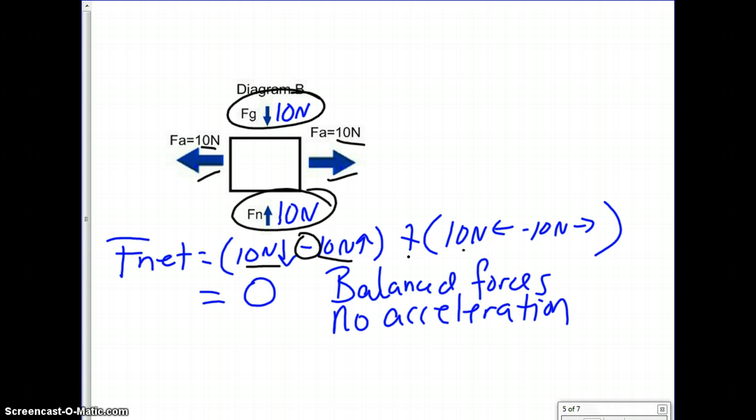Because we don't have a direction of motion, we are not going to incorporate any frictional forces. So this is all we need to have. And if you add all those up, you get 0. When you have an F net of 0, then you are going to have balanced forces and you are going to have no acceleration.